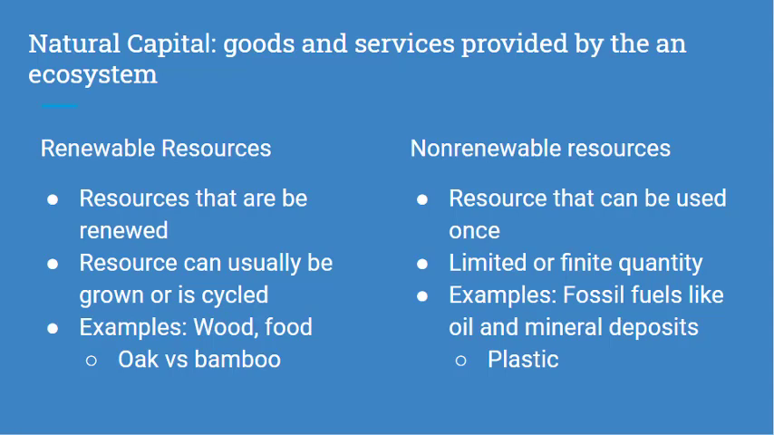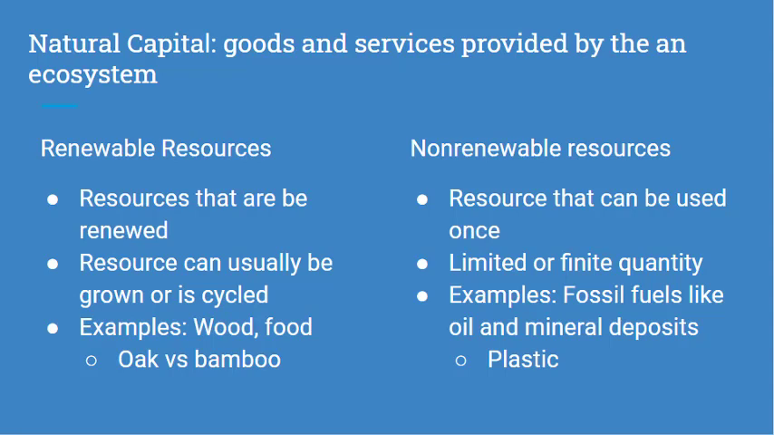So there's usually two types of resources that we can get from an ecosystem. Goods and resources are kind of interchangeable words, so I will usually use the word resources. Renewable resources or non-renewable resources are the two types we generally get out of ecosystems. Renewable resources are ones that can be renewed. They are usually things that can be grown or cycled within an ecosystem. Great example, wood or food.